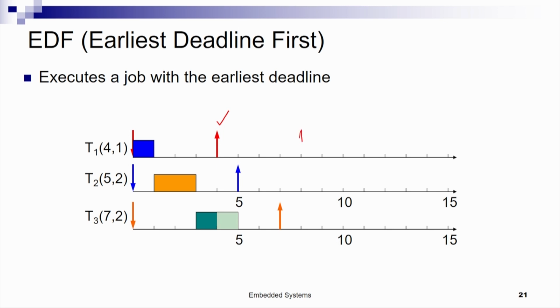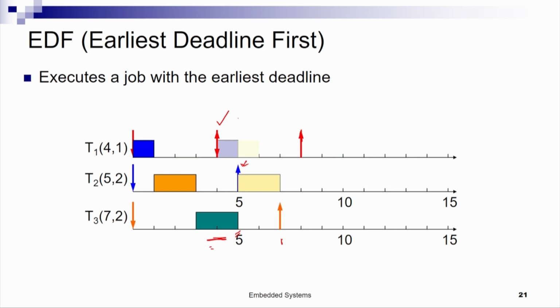But the deadline for the first job of T3 here is 7. So, the first job of T3 has an earlier deadline than the deadline for the second job of T1, and therefore, this job of T3 now has a higher priority than the second job of T1. Now, let us see what happens. So, although T1's second job is there, T3 having the higher priority completes execution at 5. Now, at 5, the second job of T2 arrives.